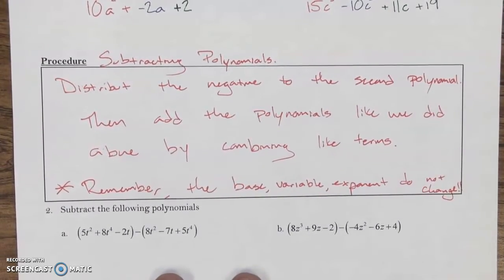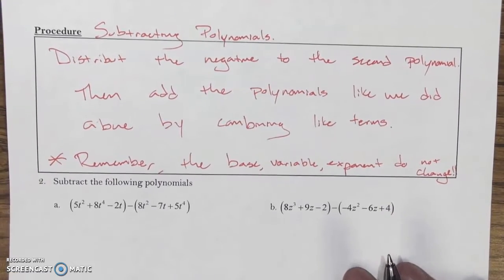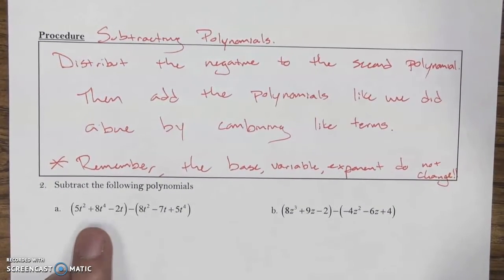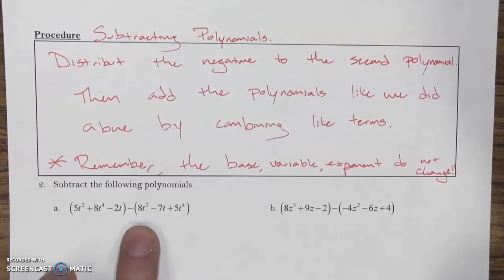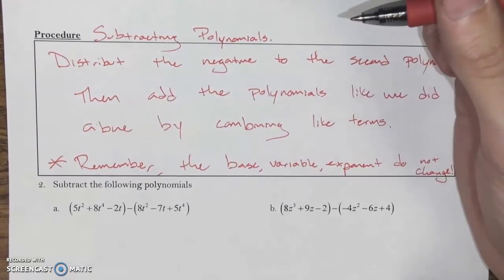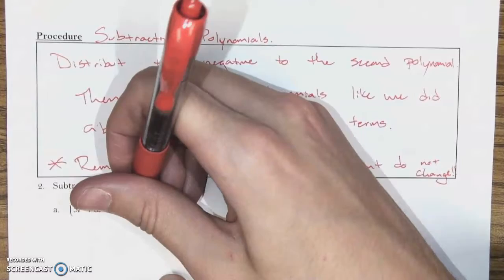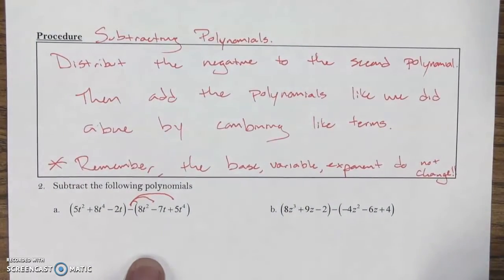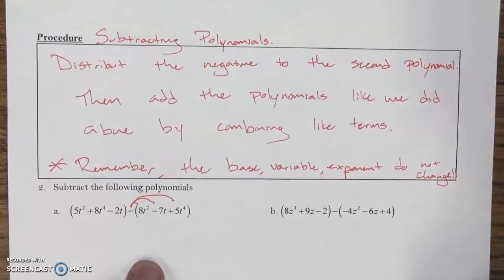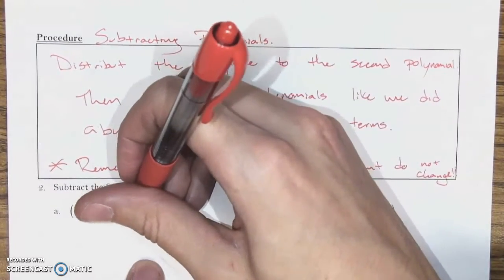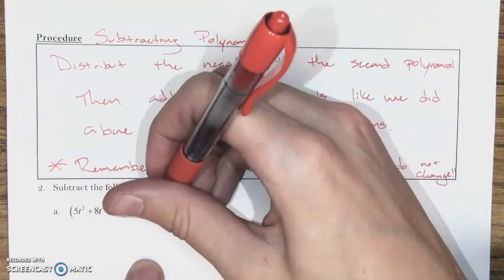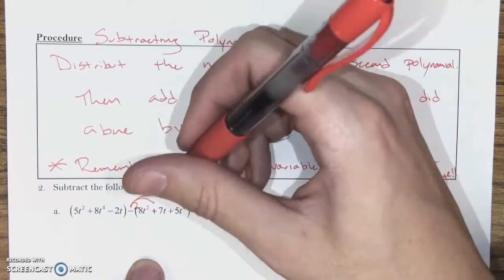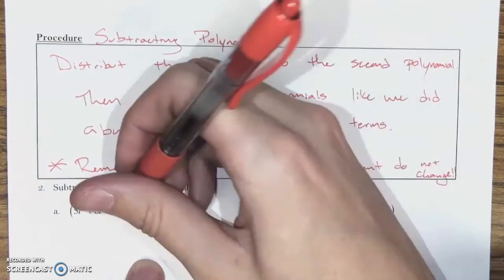All right, let's practice. Now we're subtracting two polynomials. We've got this polynomial minus this polynomial. So the first thing that we do is we distribute the negative. So we distribute the negative to each term. And anytime you distribute a negative, it just flips the sign for each term. So a positive 8t becomes a negative 8t. A negative 7t becomes a positive 7t. And a positive 5t to the fourth becomes a negative 5t to the fourth.